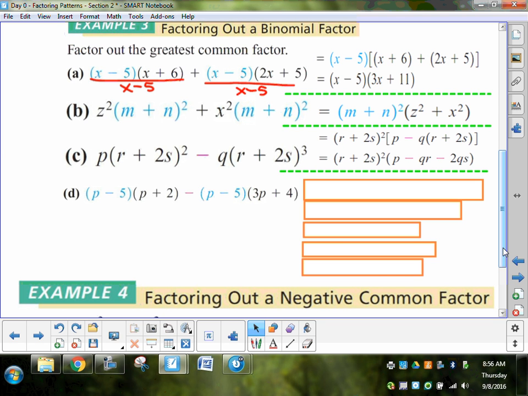Sorry for the lack of space. Looking at what's there, let's start off with this. Hands up, please, if you can tell me what the GCF is. P minus 1. And what are you left with when you take out that P minus 5? P plus 2 minus 3 and plus 4.